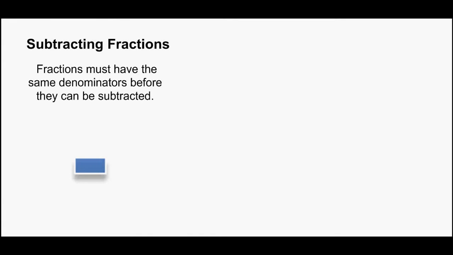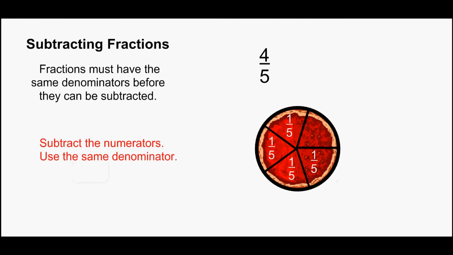In our next lesson, we will be subtracting fractions. Fractions must have the same denominators before they can be subtracted. For example, 4/5 minus 1/5 equals 3/5. We subtract the numerators. 4 minus 1 equals 3. And we use the same denominator, fifths.